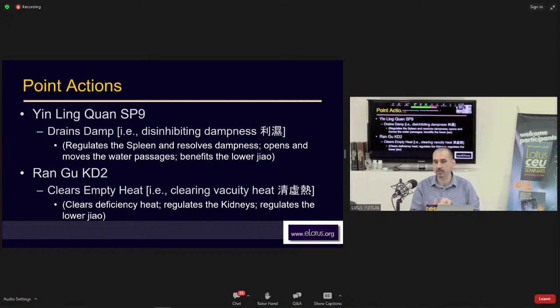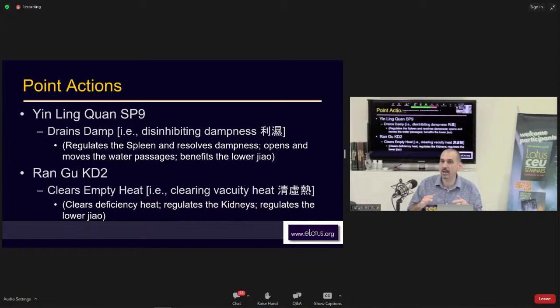But we're going to take information from these books and really go back and drill down on it. So it's not that it's a problem that we memorize spleen 9 drains dampness, but I think a lot of us forget that at least in Dedman, you can see it also regulates the spleen, resolves dampness, moves the water passageways, and benefits the lower burner. So there is more than one specific action. And kidney 2 also has a number of specific actions.